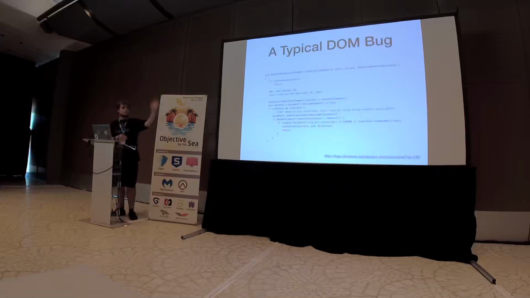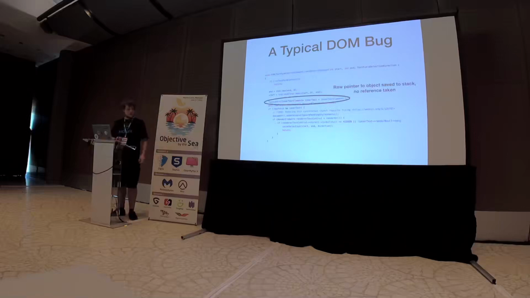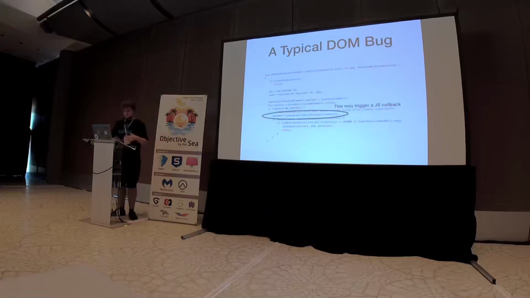And so I'm going to show you an example of a typical DOM bug. This is some random bug pulled out of Project Zero. And we can see that at some point here, we get a pointer to an object. However, no reference whatsoever is taken. And after a while, we run some function which happens to be able to trigger a JavaScript callback.